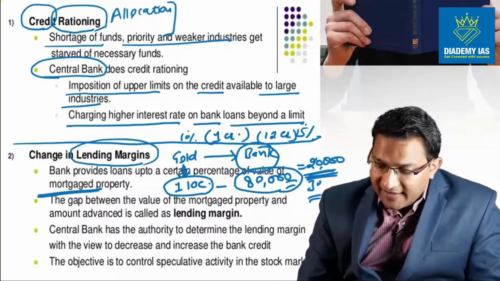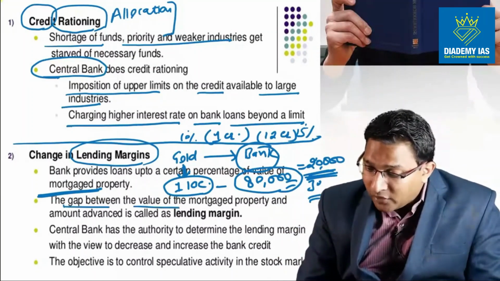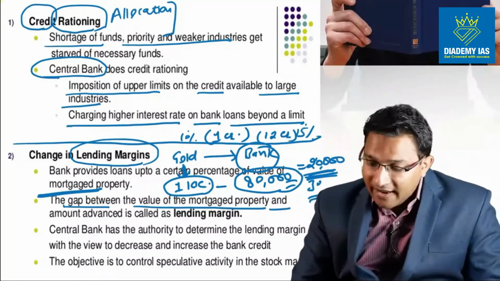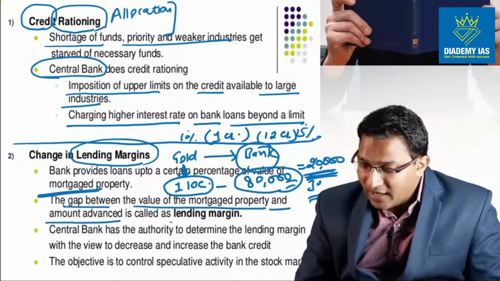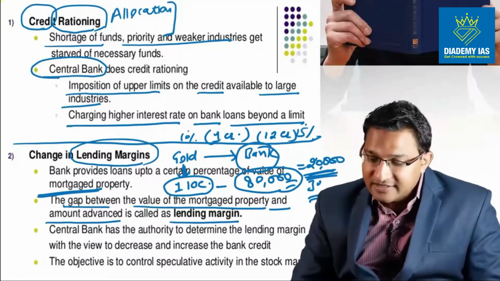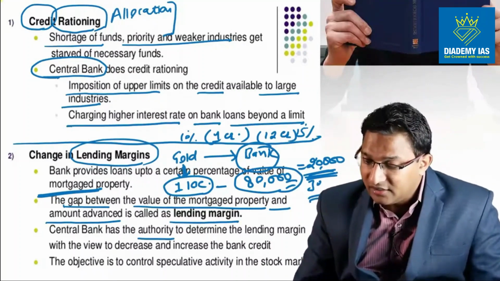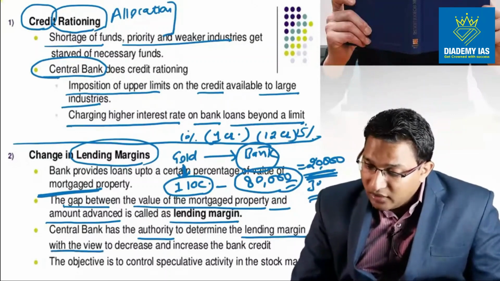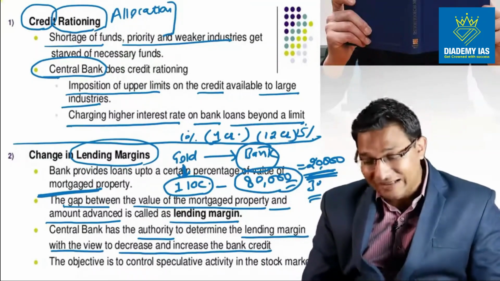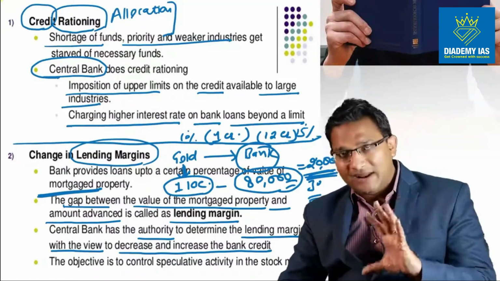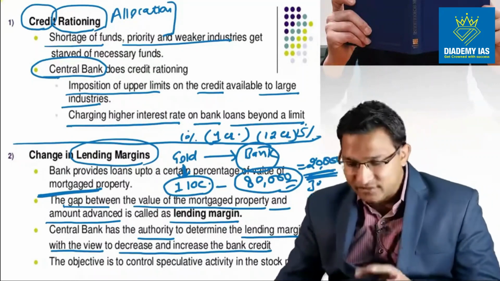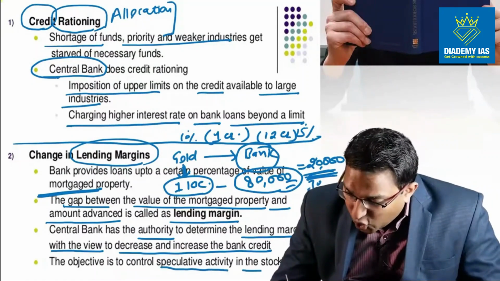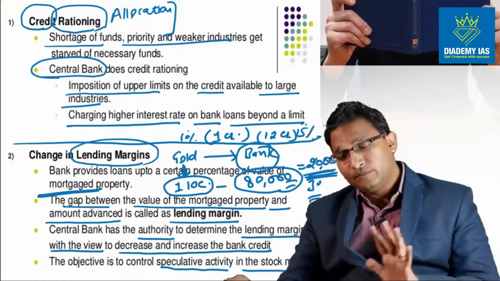So the gap between the value of the mortgaged property, in our example 1 lakh rupees, and the amount advanced is called the lending margin. The central bank has the authority to determine the lending margin with a view to decrease or increase bank credit, right? So the central bank can actually change the lending margin. The objective is also to control speculative activity in the stock market. That is also there.